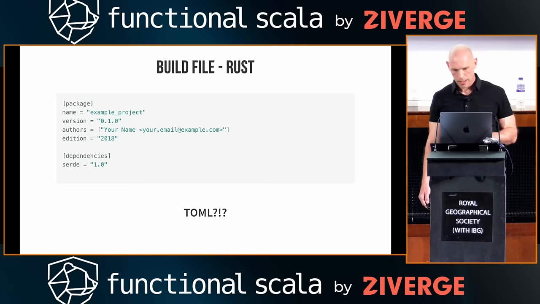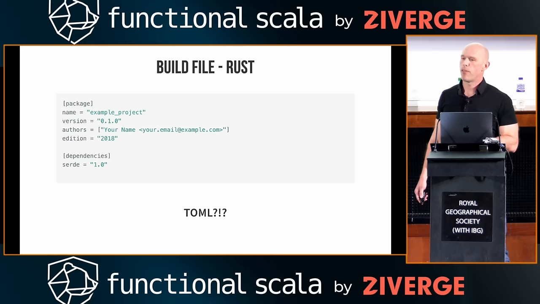And then the last thing I'll talk about is Rust build files. A Rust build file is written in TOML. What's TOML, you say? It stands for, what does it stand for? Something other markup language? It's like Tom's Obvious Markup Language.